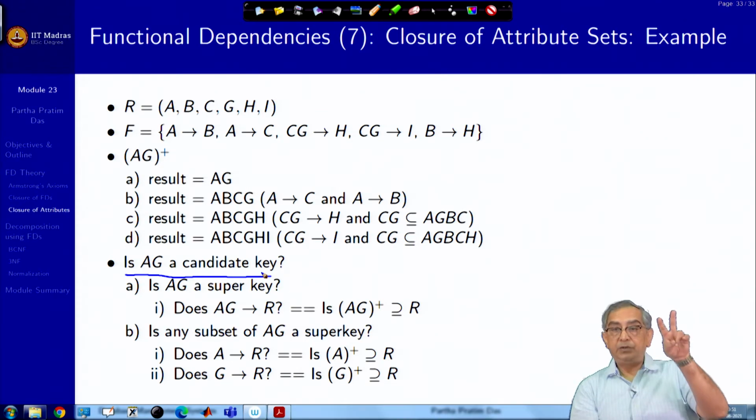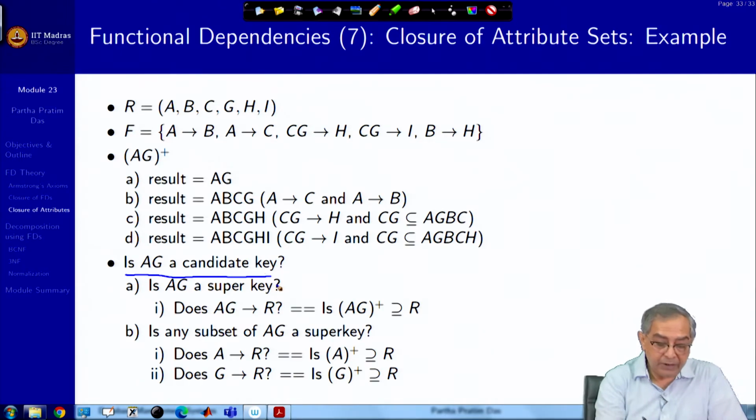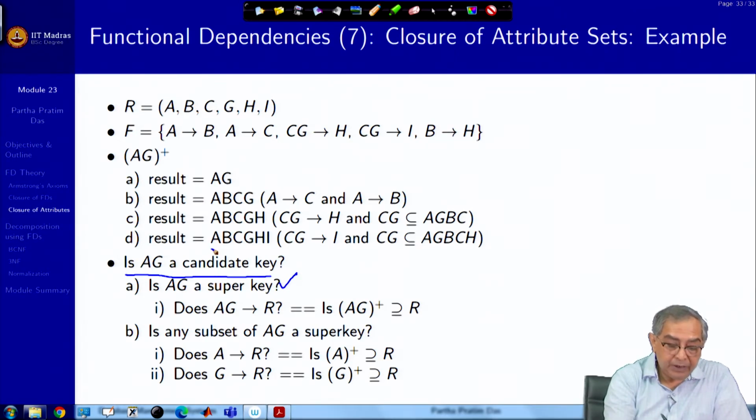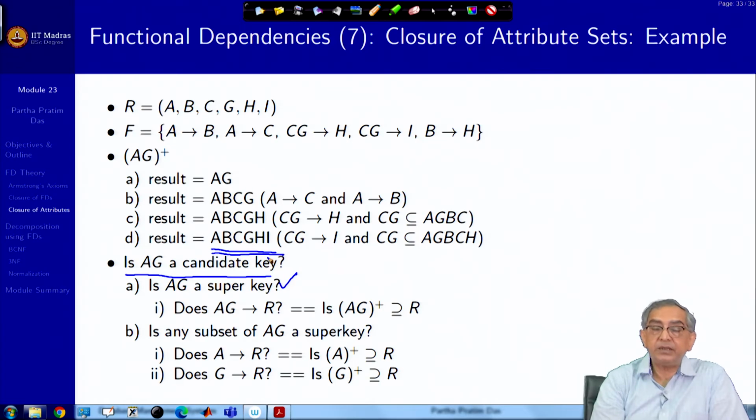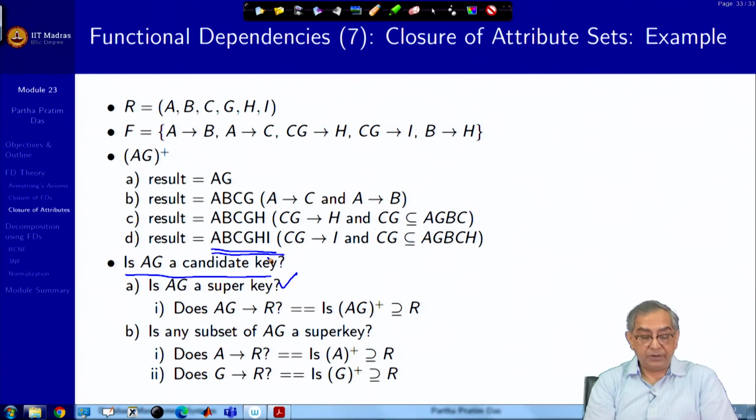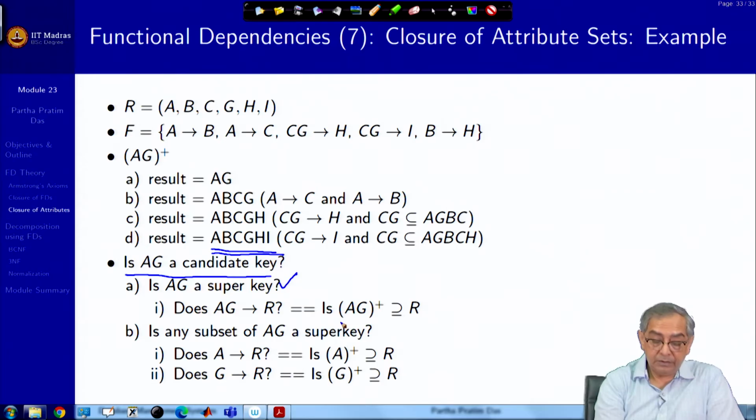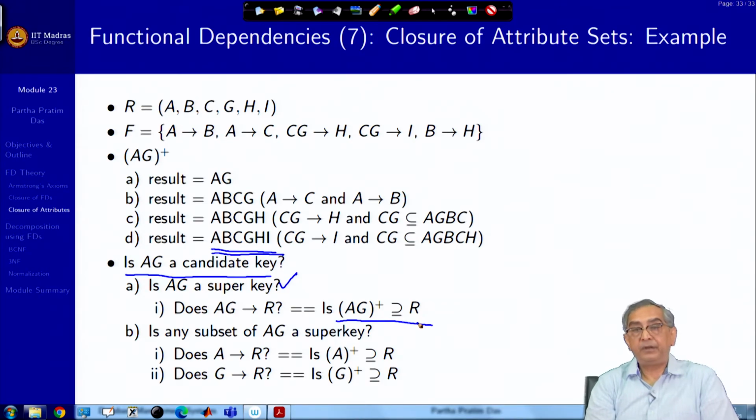To answer that, two things we will have to see. One is it is a super key, and the other is it is minimal. So, it is a super key. Why is it a super key? Because if you see AG plus, then you have all the attributes of R. Right? So, you have all the attributes of R. So, therefore, it is functionally determining each and every attribute. So, it is a super key.